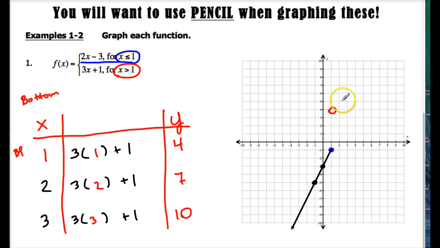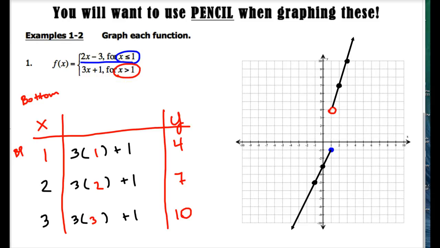Okay, those are not boundary points, so I'm going to graph those just like normal. They're going to be regular old solid dots. And then I'm going to connect those points as well. Again, this time I start at my boundary point, and I'm going to be going this way for another line. So that's how you graph a piecewise function. You just make a t-chart for each individual piece, but you have to pay close attention to the boundary points, and make sure you're making those dots solid or hollow depending on what your inequality signs say.